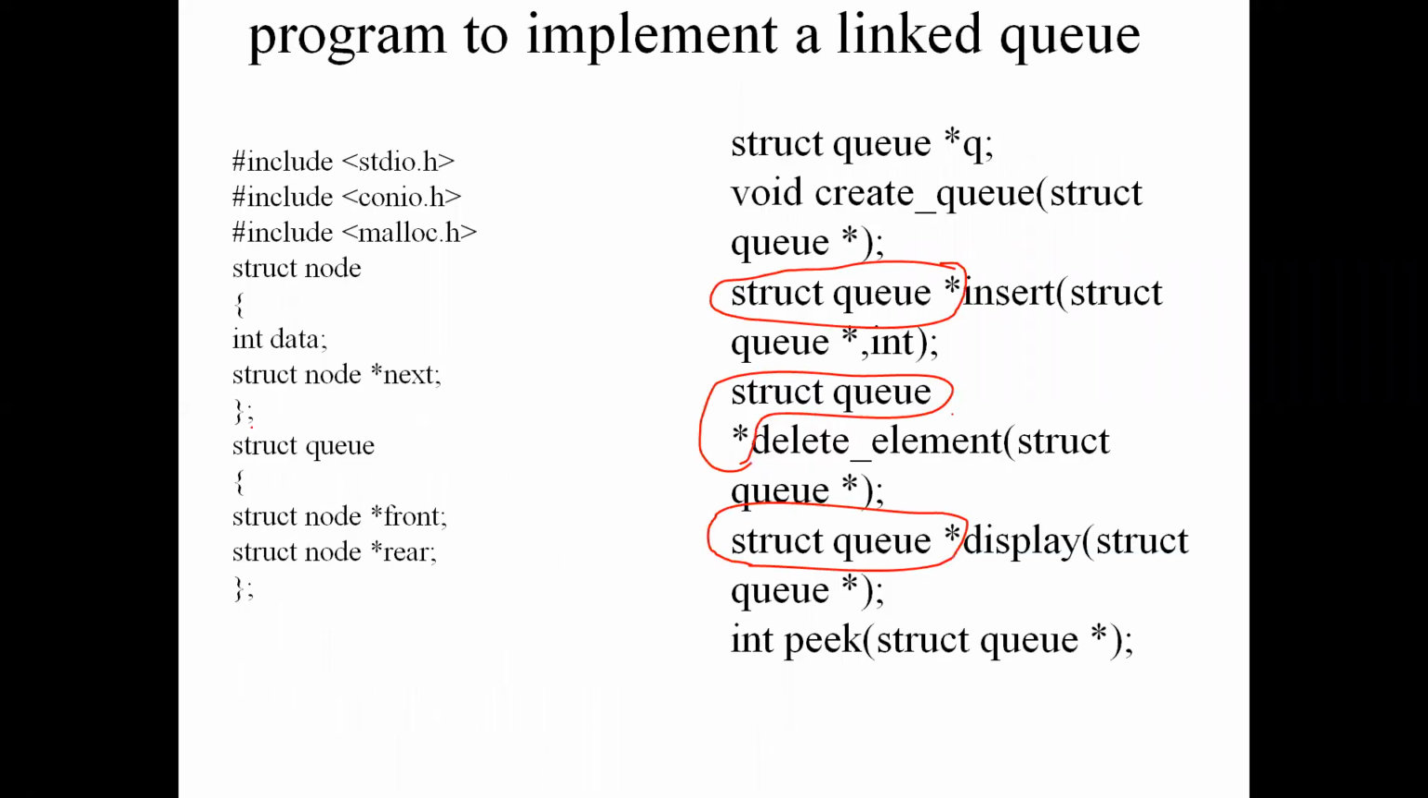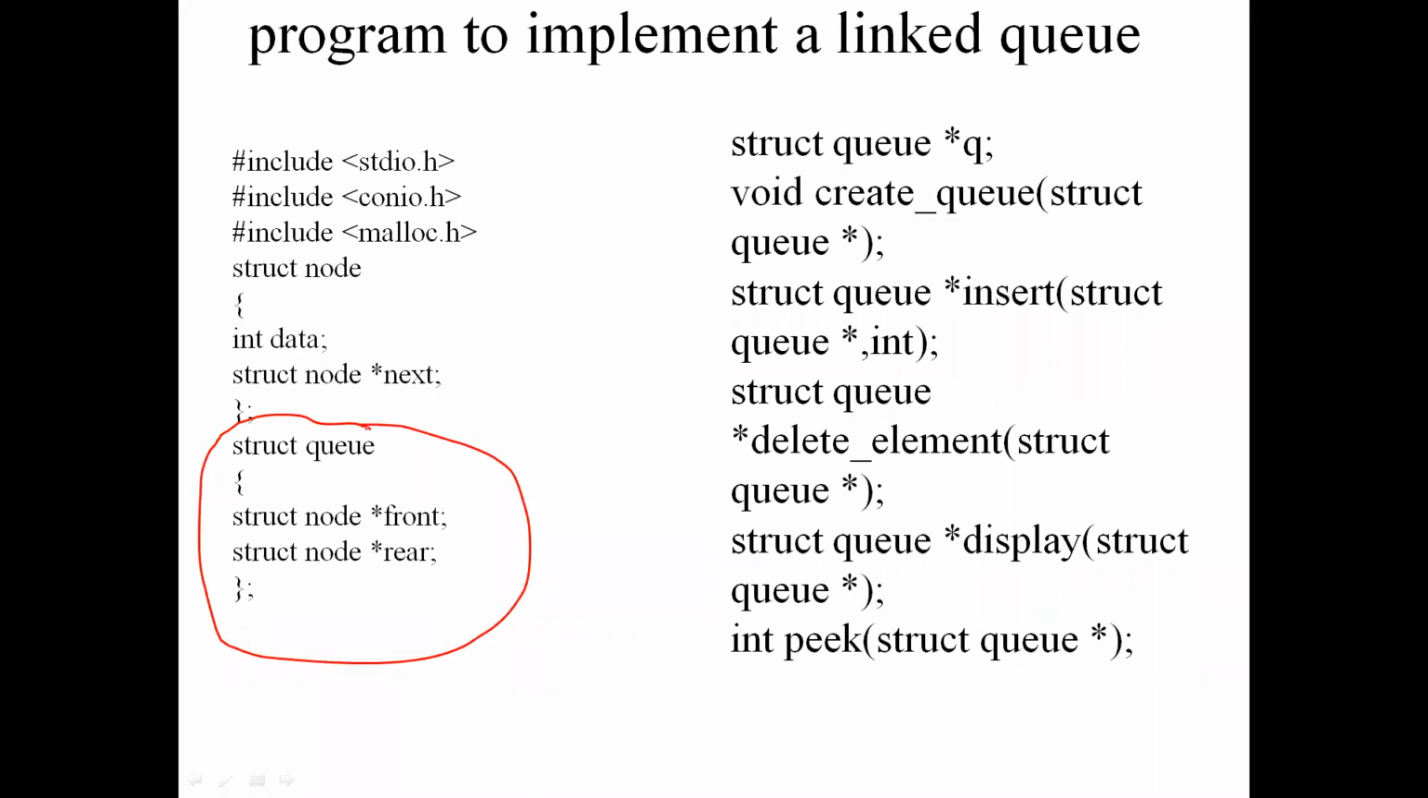Can anyone tell why they are using a separate front and rear, pointer variables of the structure queue? Can anyone tell what is the reason? Because you can have multiple queues, right? You can have multiple queues in an application. But in our case, we have taken only one queue.